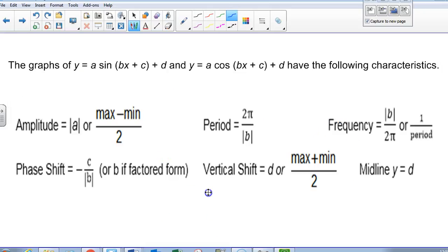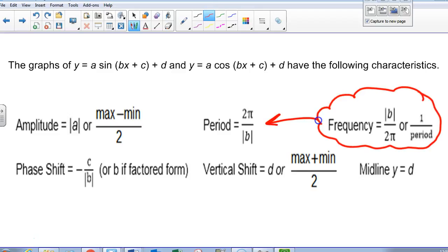All right, so you have all this on your paper. I covered most of it, not all of it though. This piece over here, the frequency, is just the reciprocal of the period. 1 over the period, or b over 2 pi is the frequency. We're going to do some of that today, and it's on the bookwork.